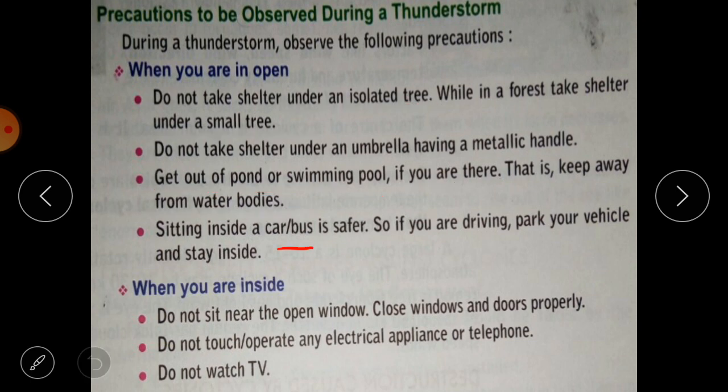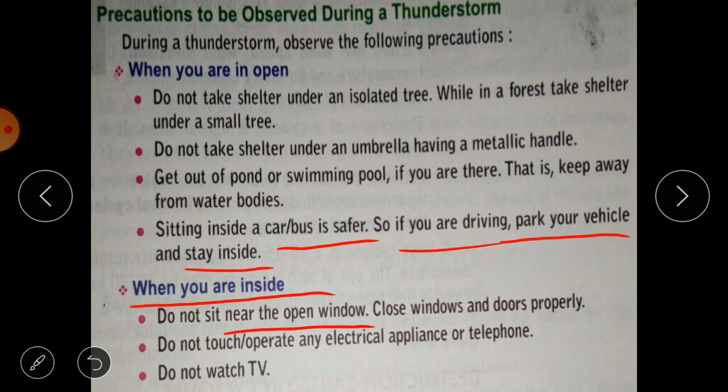Sitting inside a car or bus is safer. If you are in a vehicle, then stay inside and park your vehicle. Keep inside the vehicle, it is safe for you. Then do not lie on the ground. If you are inside your home, then do not sit near the open window or lie on the ground.